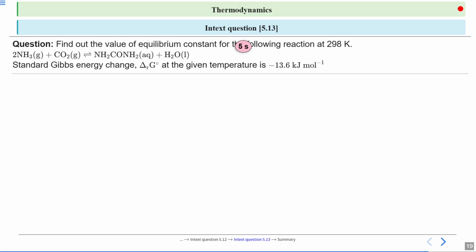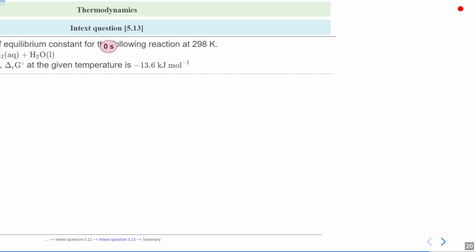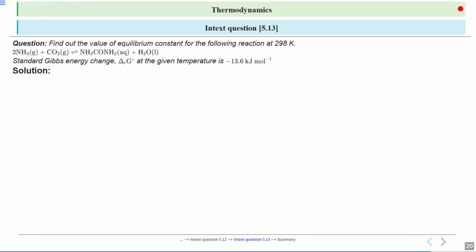Okay, 5 more seconds. Okay, time is up. Let's see how we can solve it. So what is given in the question? We are given the Gibbs free energy change, and you just have to find the equilibrium constant. The temperature is also mentioned, and you know the equation as well.